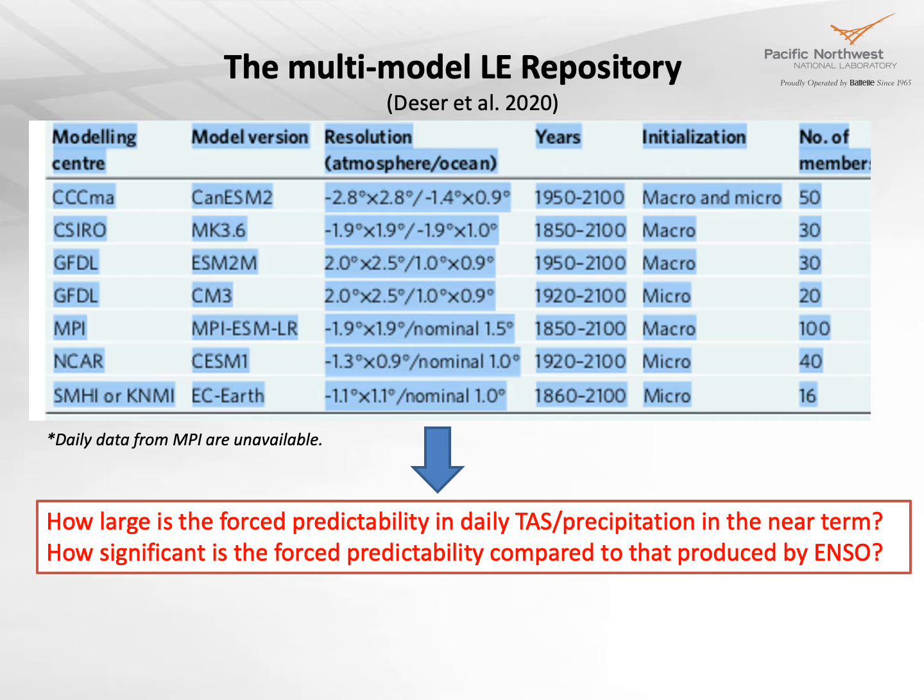Specifically, I want to address these two questions. How large is the forced predictability in daily surface air temperature and precipitation in the near term? How significant is the forced predictability compared to that produced by ENSO? To do that, I took advantage of the multi-model large ensemble repository.